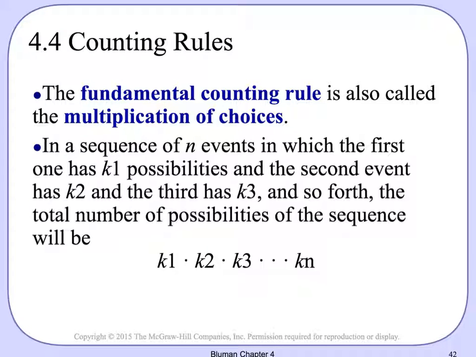The fundamental counting rule is also called the multiplication of choices. In a sequence of n events in which the first one has k sub 1 possibilities, the second event has k sub 2, and the third event k sub 3, and so forth, the total number of possibilities of the sequence will be k1 times k2 times k3 times, and so on and so forth, times k sub n, however many times we do this.